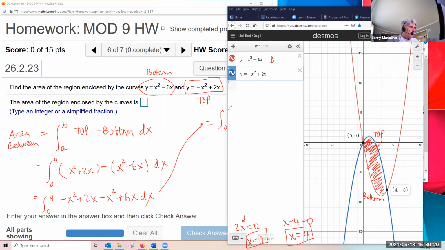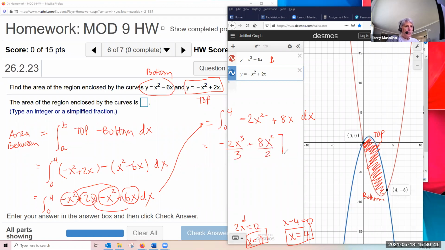All right, let me keep going. So this is going to be the integral from 0 to 4. I have a negative x squared and another negative x squared. So that's negative 2x squared. And then I have a 2x plus 6x. That's 8x. All right, let me go ahead and take this integral. This is going to be negative 2x to the 3 over 3 plus 8x squared over 2. And I have to evaluate this from 0 to 4. This is negative 2x to the third over 3 plus 4x squared from 0 to 4.